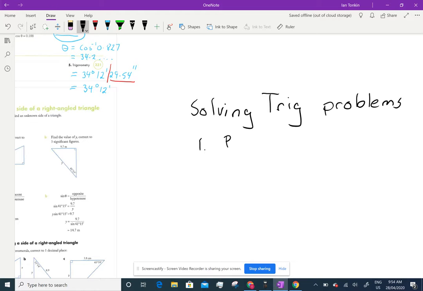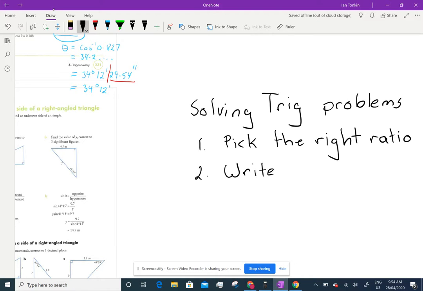1, you've got to pick the right ratio. You've got to be good at going, all right, what do I need? Do I need sine? Do I need cosine? Do I need tan? And you've got to look at the information you're given, or the diagram, and make sure you pick the right ratio. So that's step number 1. Step number 2, you write an equation, because that's what it is. And then step 3, you solve that equation.